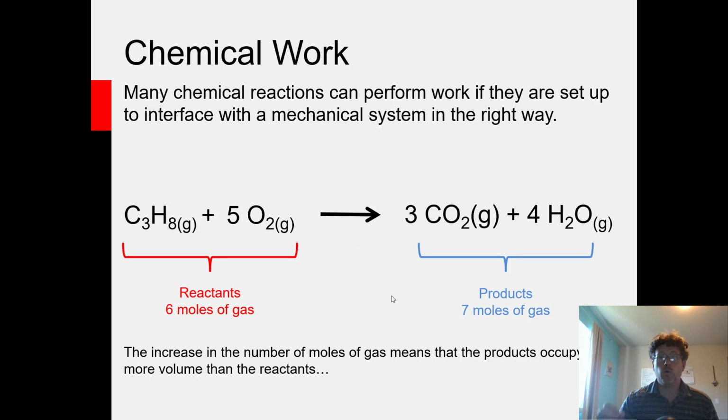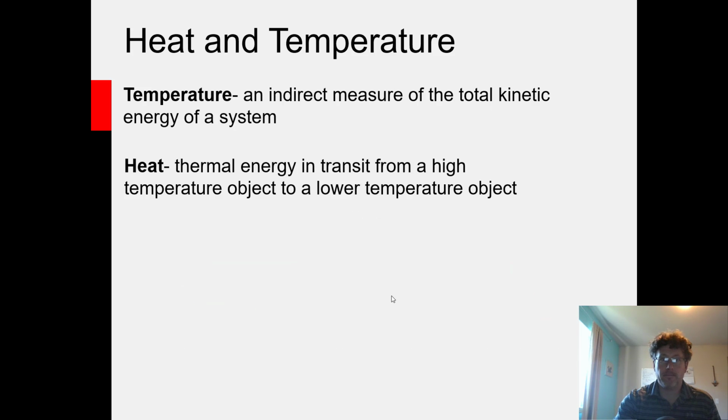And although chemical work is a very important way that a chemical reaction can exchange energy with its surroundings, we're going to focus in this chapter much more on how energy is released in the form of heat in a chemical reaction. And we'll save talking about expansion work and energy for when we talk about gases in the next chapter.